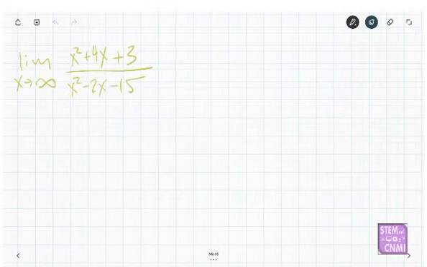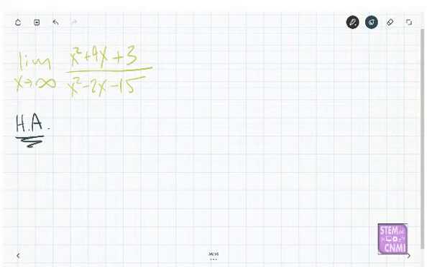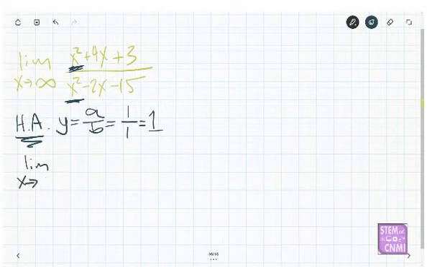So here we have the same function, but now we're going to take the limit as x goes to infinity. And we're going to use both methods for finding limits at infinity. First, I'm just going to use the horizontal asymptote rules. Since the numerator and the denominator have the same degree, the horizontal asymptote is y equals a over b, where a and b are the leading coefficients. In this case, it's just 1 over 1, which is 1. So the limit as x goes to infinity should be equal to 1.